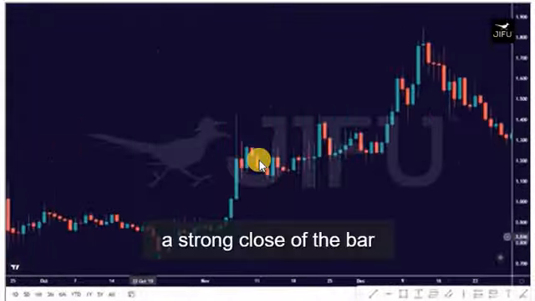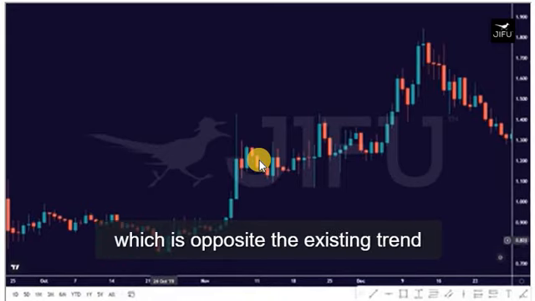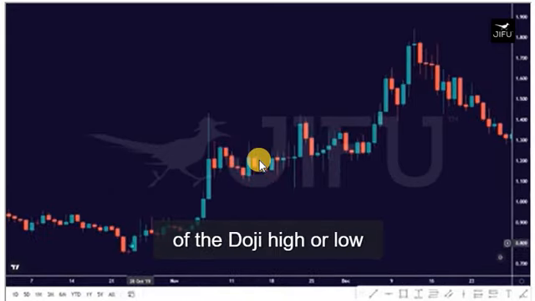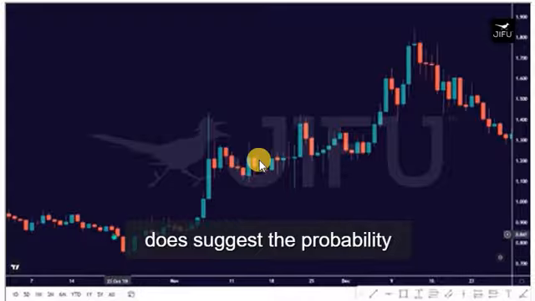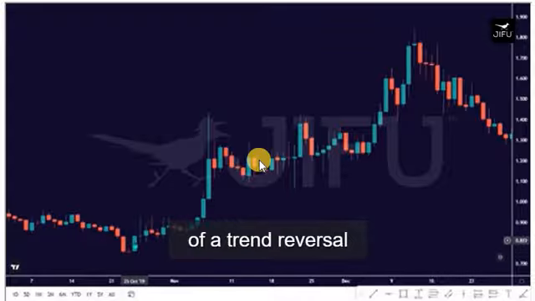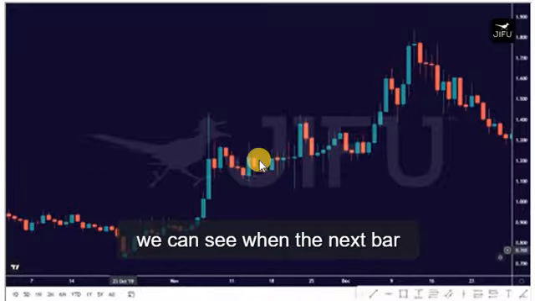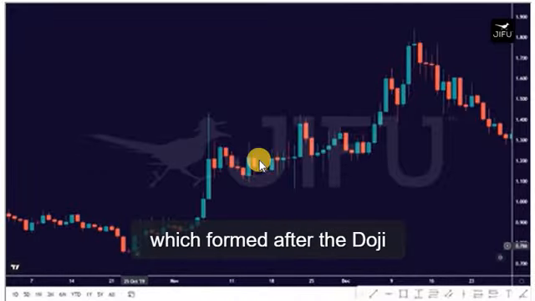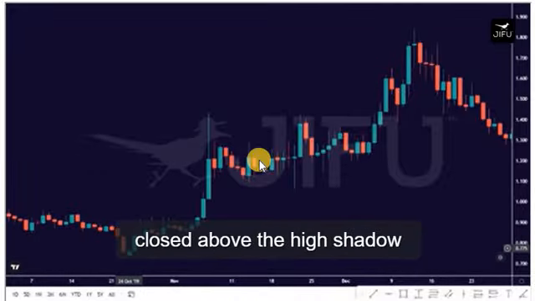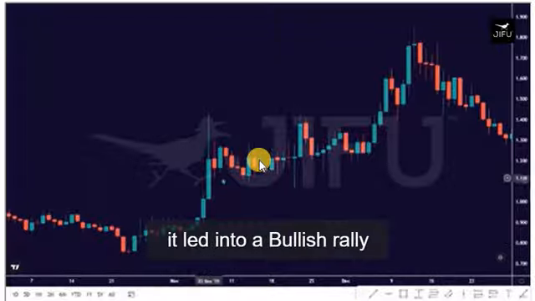A strong close of the bar, which is opposite the existing trend of the doji high or low, does suggest the probability of a trend reversal. We can see when the next bar, which formed after the doji here, closed above the high shadow, it led into a bullish rally.